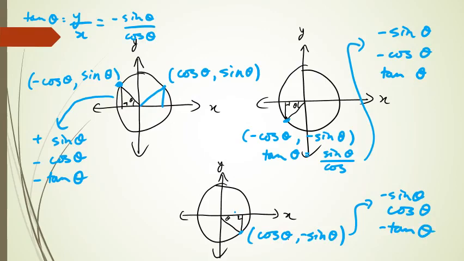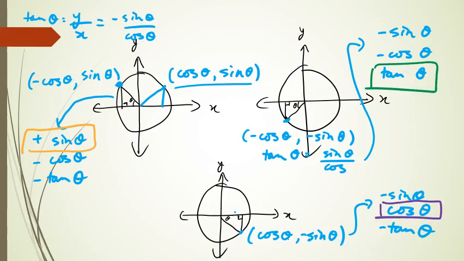What that means is, in each of these regions, you might notice that there's one thing that's positive, except for the first one. The first one has everything being positive. Does that make sense? So in the first region, everything is positive. In the second region, we have only sine being positive. In the third region, we have only tan being positive. And then in the last region, we have cos being positive.